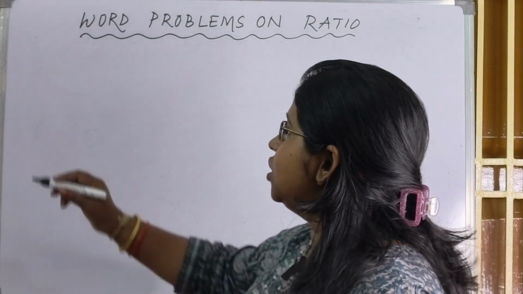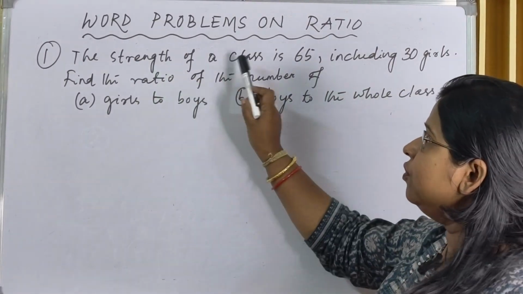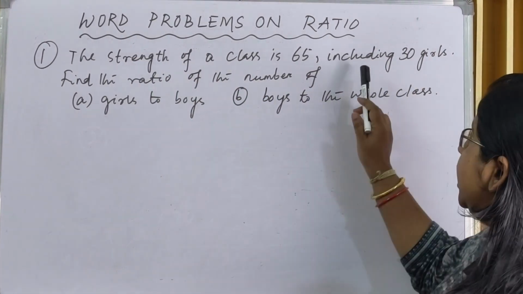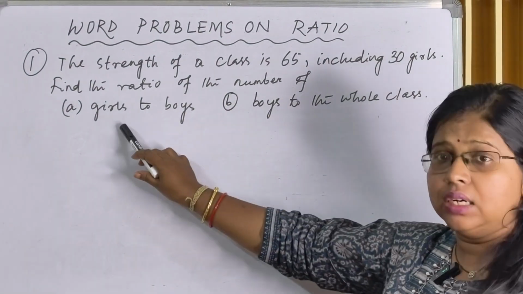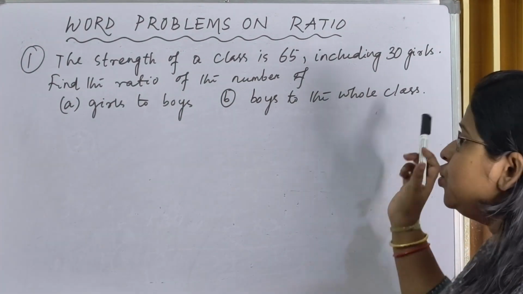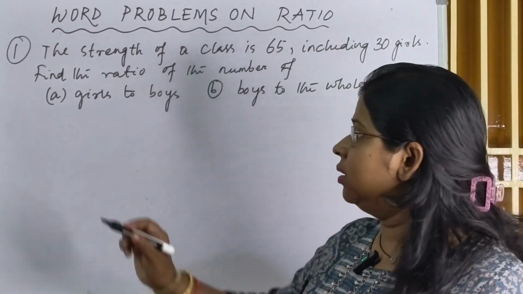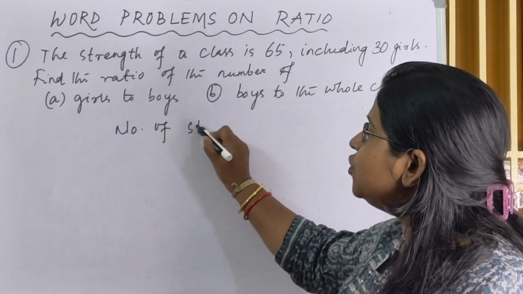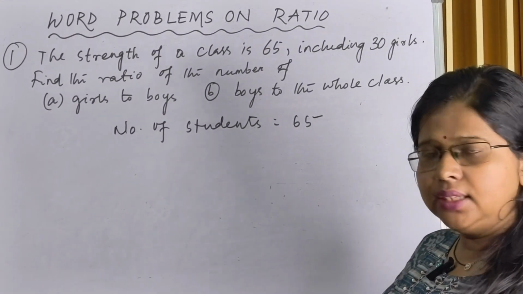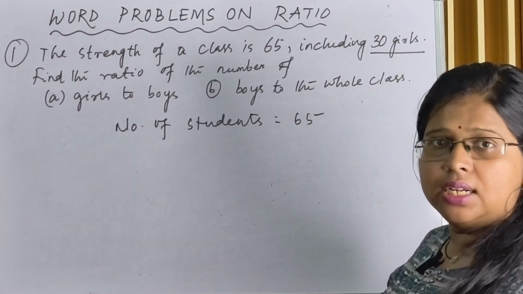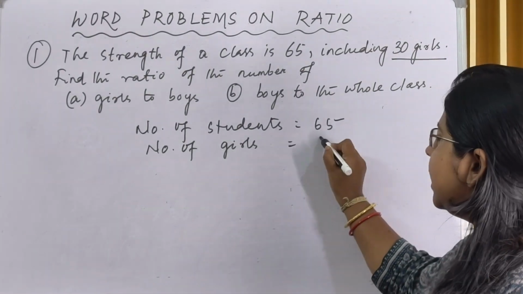So, word problem, first number. Students, here you can see the strength of a class is 65, including 30 girls. Find the ratio of the number of girls to boys and boys to the whole class. First we have to note what is there in the question. The number of students is already given, that is 65, right? Then 30 girls, that means the number of girls is also given, that is 30.